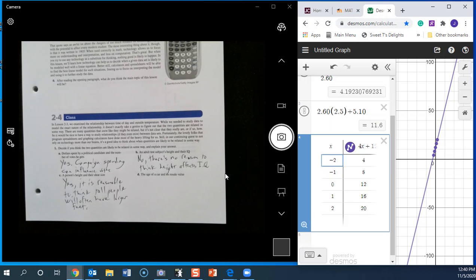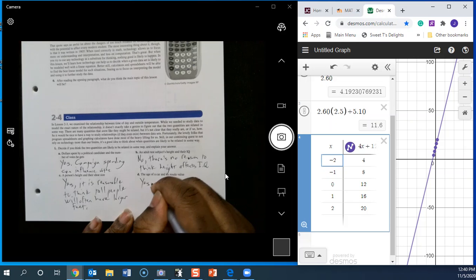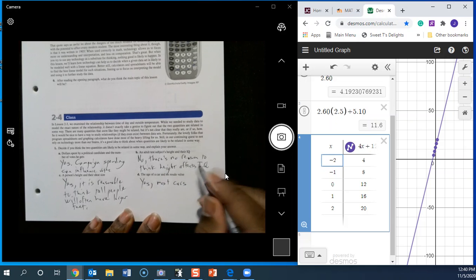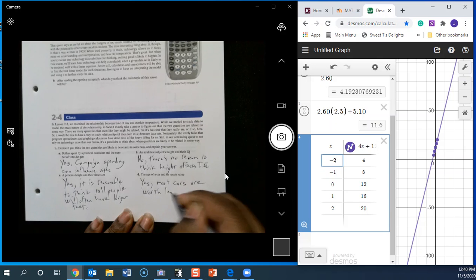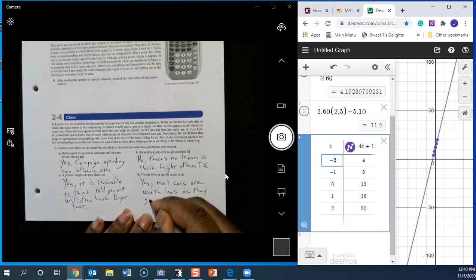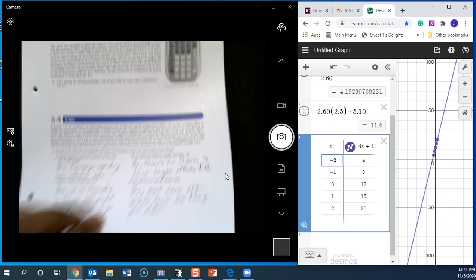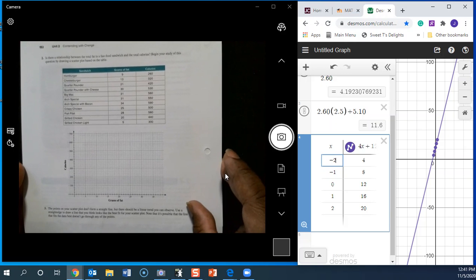D, the age of a car and its resale value. I'd say yes, most cars are worth less as they get older. Okay, now we move on here to the next page and we look here at problem number 2.